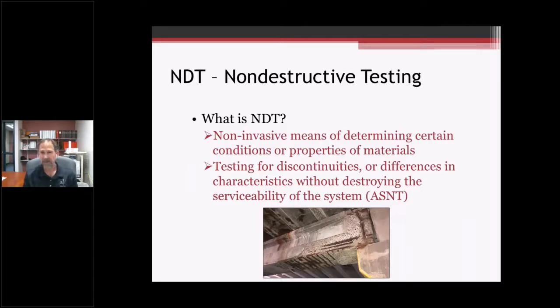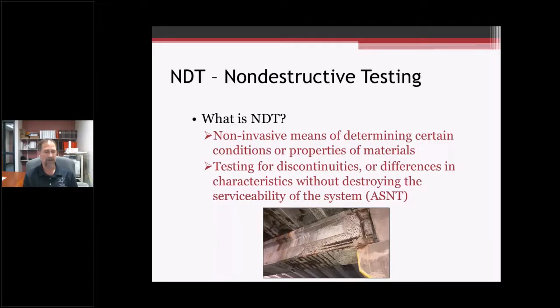So NDT, non-destructive testing, I think in our minds, we all kind of know what that is. The ACI definition is a non-invasive means of determining certain conditions or properties of materials. There's another body, ASNT, which is the American Society for Non-Destructive Testing. ASNT deals mainly with steel, I think, but they've got a different definition. It's testing for discontinuities or differences in characteristics without destroying the serviceability of the system.